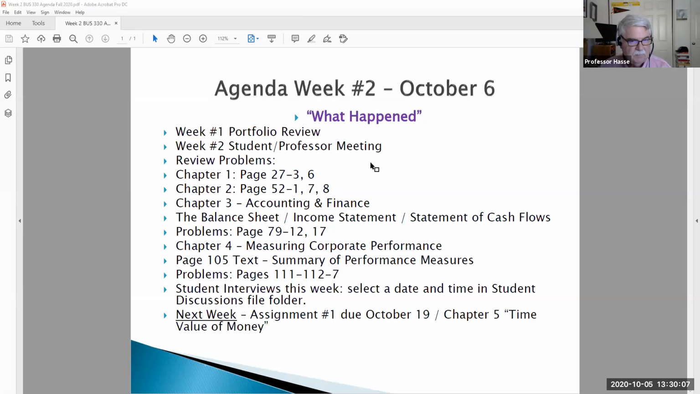Again, this week we're going to be finishing up our discussions on chapters 1 and 2, but we're going to be talking specifically about financial statements, chapter 3: the balance sheet, the income statement, and the statement of cash flows. We're going to be looking at a spreadsheet that's already posted to week number 2 in your class review folder, of a company's real financial statements, and understanding what the balance sheet, the income statement, and the statement of cash flows tell us.